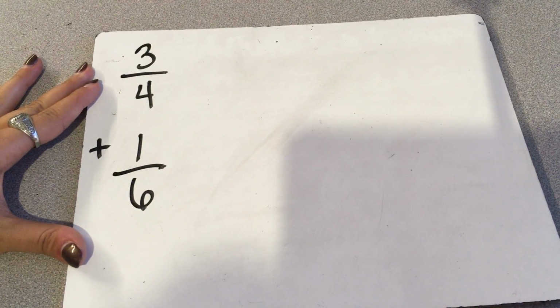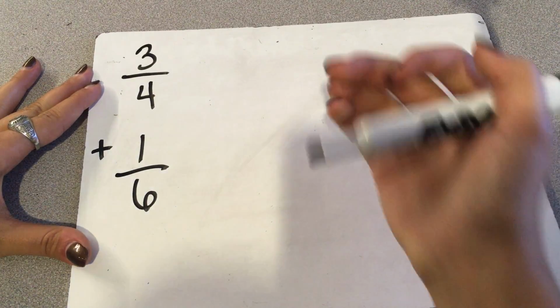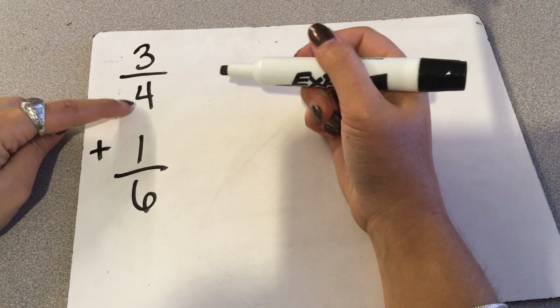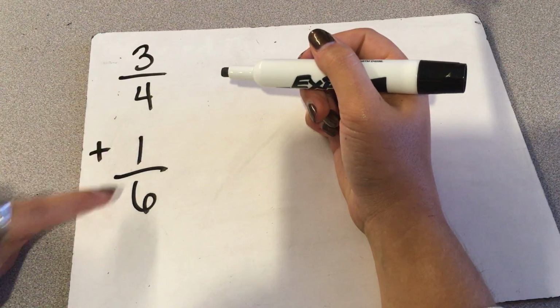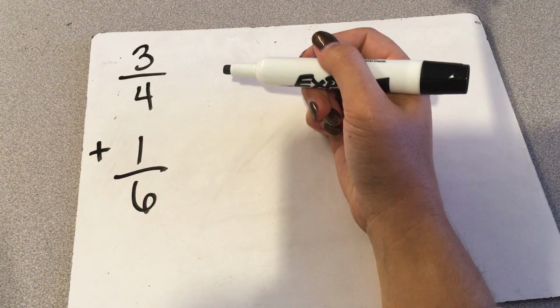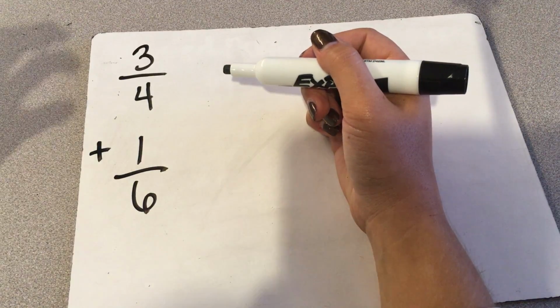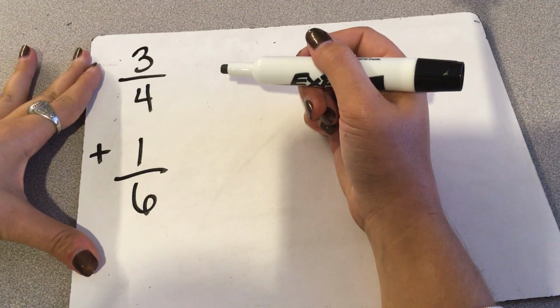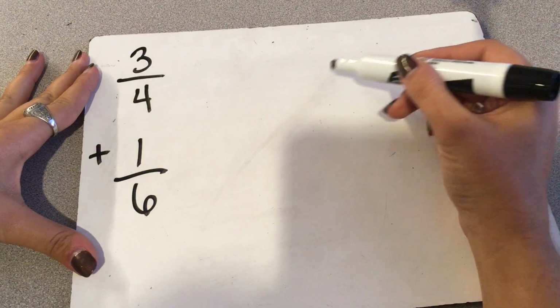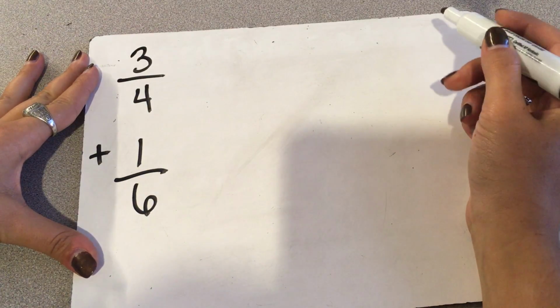All right, here's a quick example of adding fractions with unlike denominators. I can't add fourths with sixths. They're different size pieces, so we have to make sure to get a common size piece. So this is where we write our common denominators over here on the side by writing our multiples.